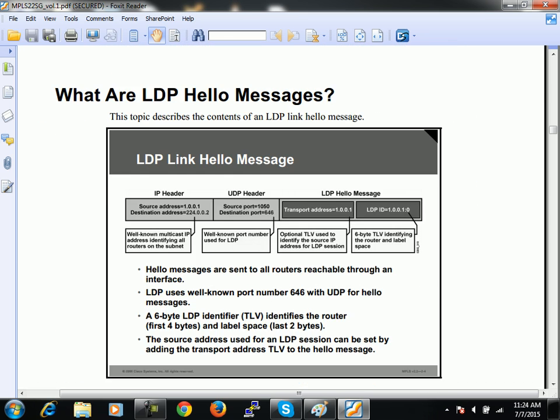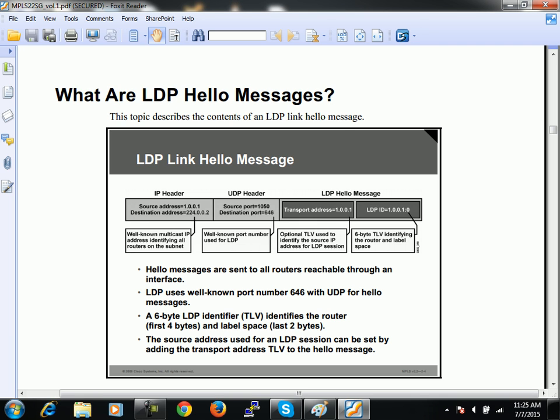What are LDP hello messages? Hello messages are sent to all routers reachable through an interface. LDP uses well-known port number 646 with UDP for hello messages. It has a 6-byte LDP identifier, in which 4 bytes define your router ID and the remaining 2 bytes are used for label space. The source address used for an LDP session can be set by adding the transport address TLV to the hello messages. Forget about that.